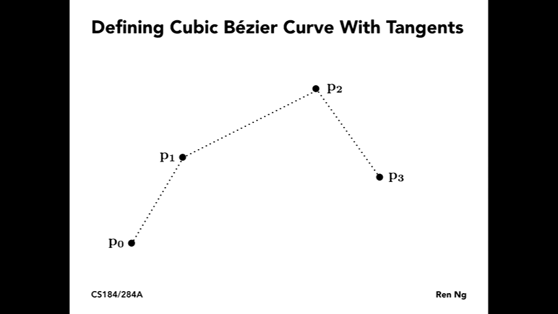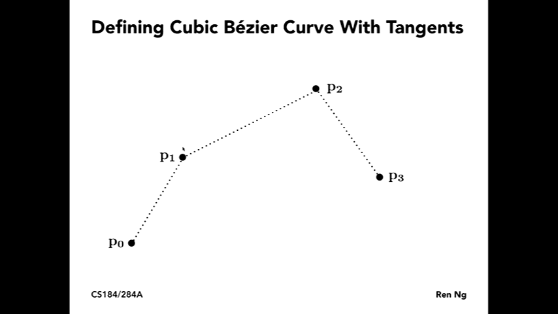Okay? So the cubic Bezier curve is defined by 4 control points for each cubic segment. And the thing about this is that the curve that we're going to get that interpolates these control points is going to go through P0 and P3, but not through P1 and P2.